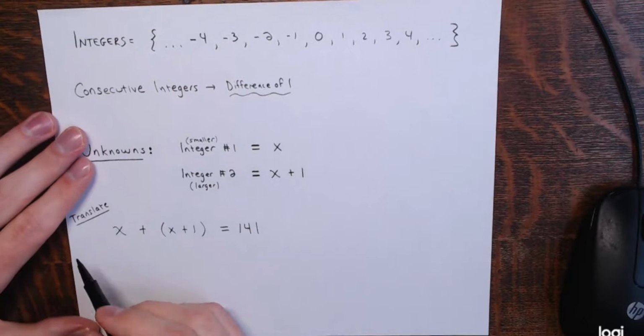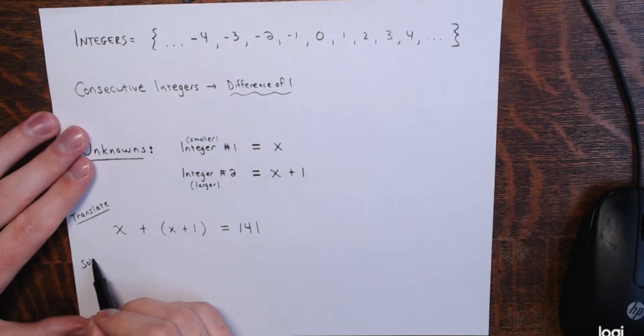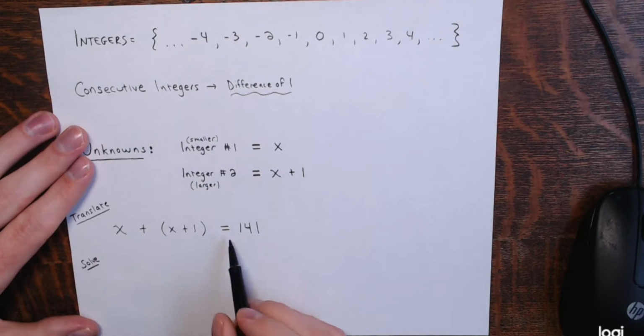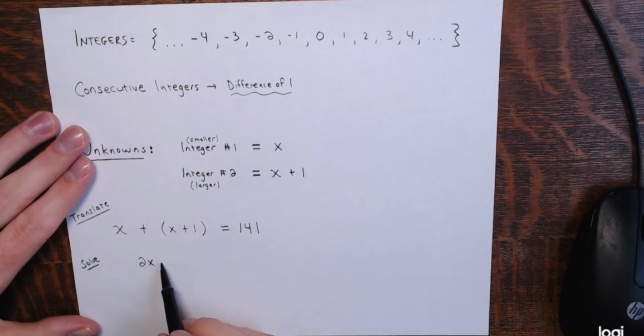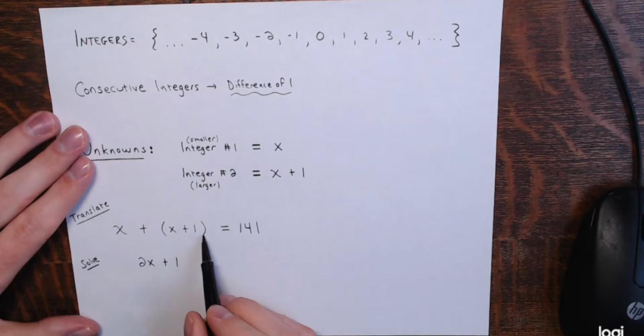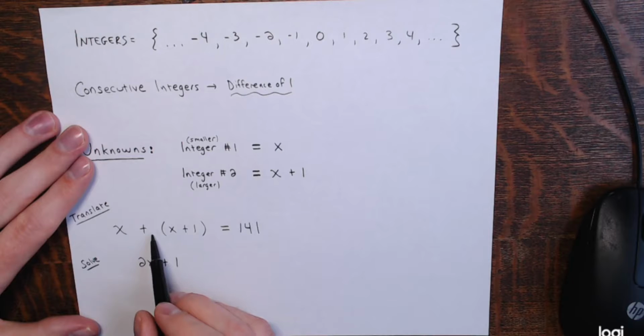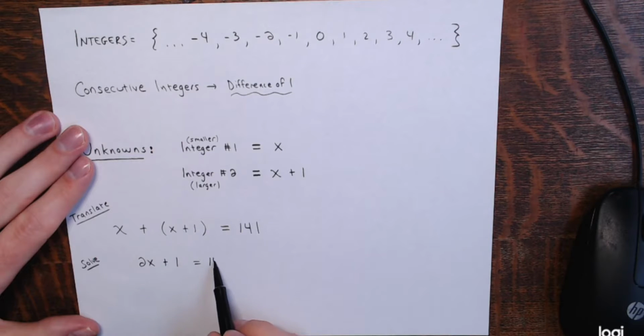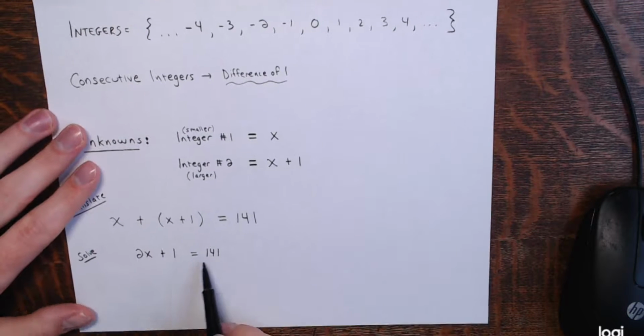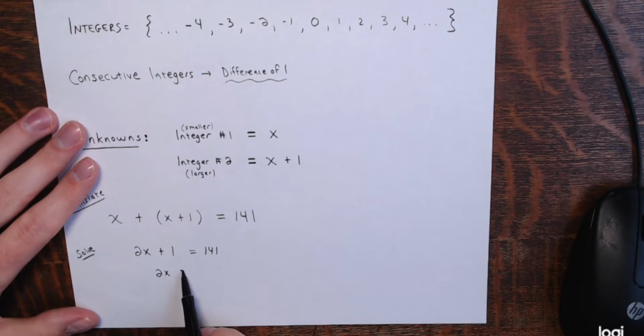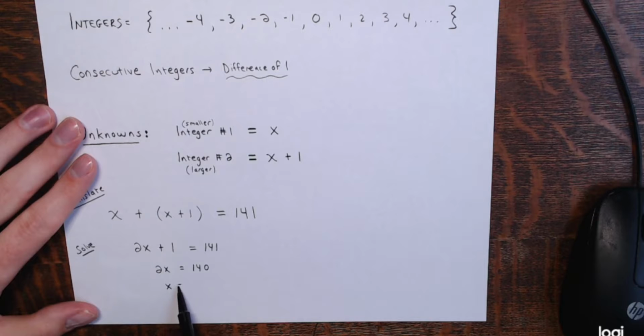Alright, so now we solve our equation here. This would be 2x plus 1 on the left after combining like terms. There's really no need for the parentheses here, it's not being multiplied by anything. Equals 141. Then I would subtract 1 from both sides. We get 2x equals 140. Divide both sides by 2. x equals 70. And then use it to answer the question.